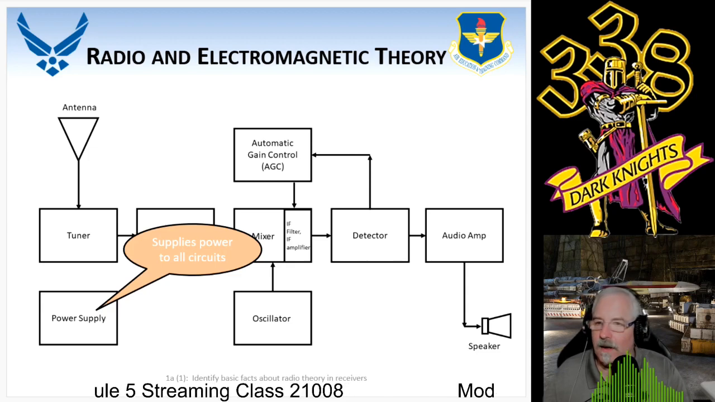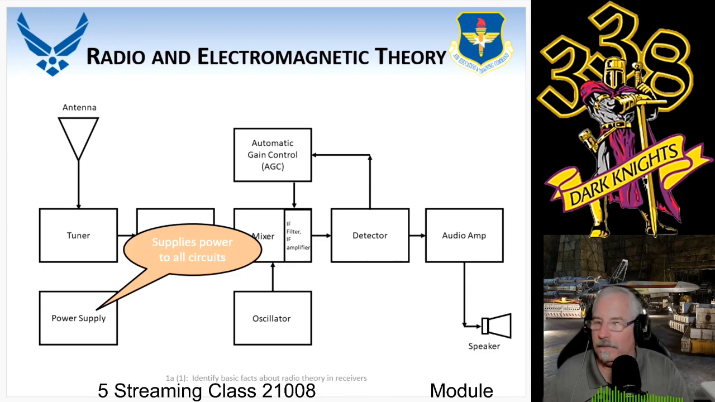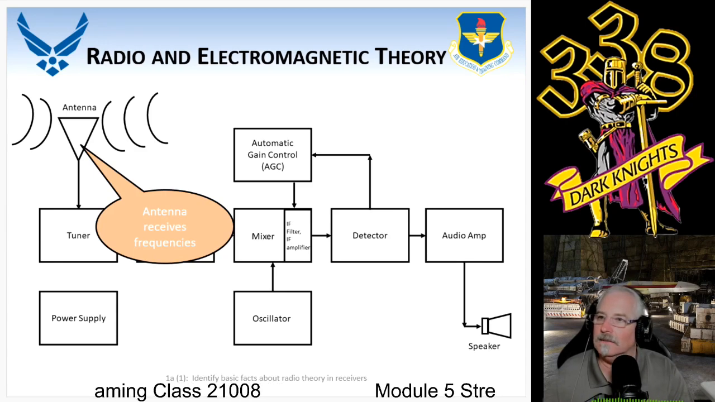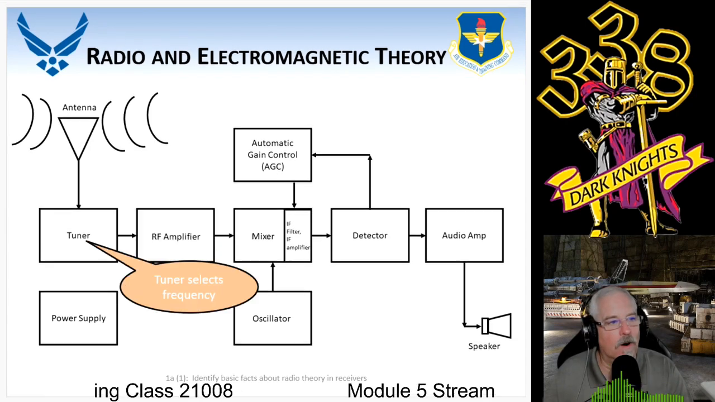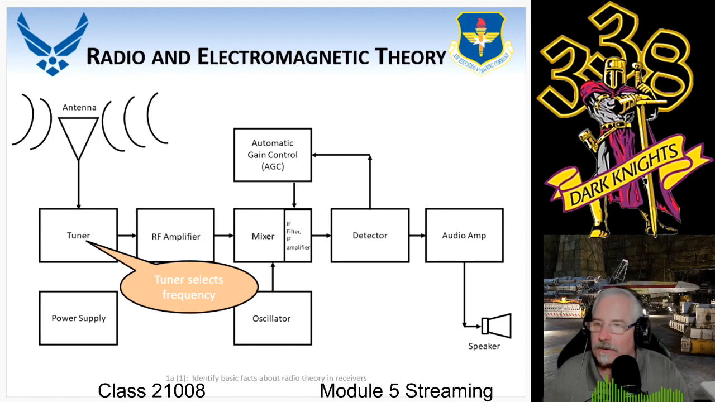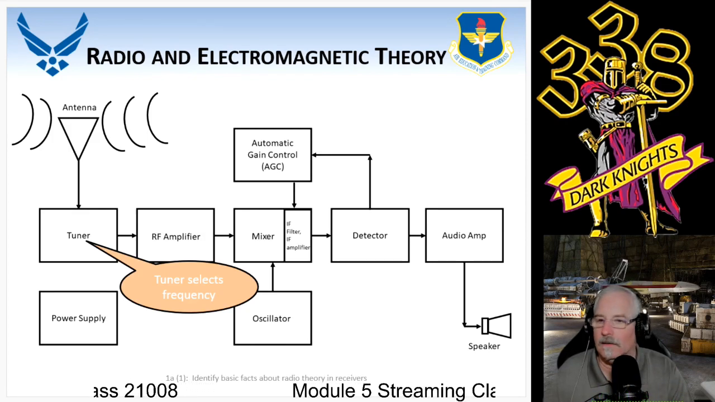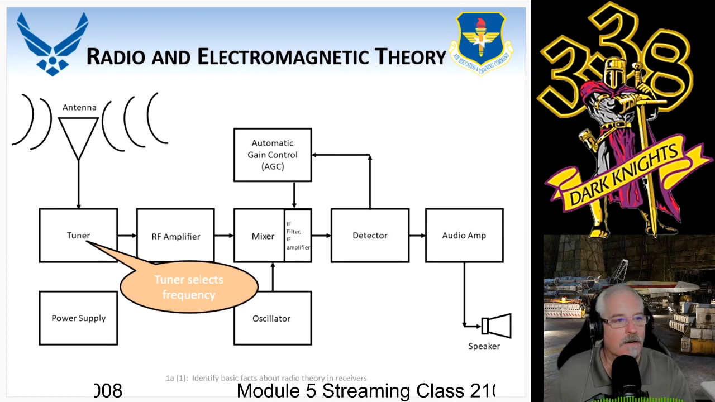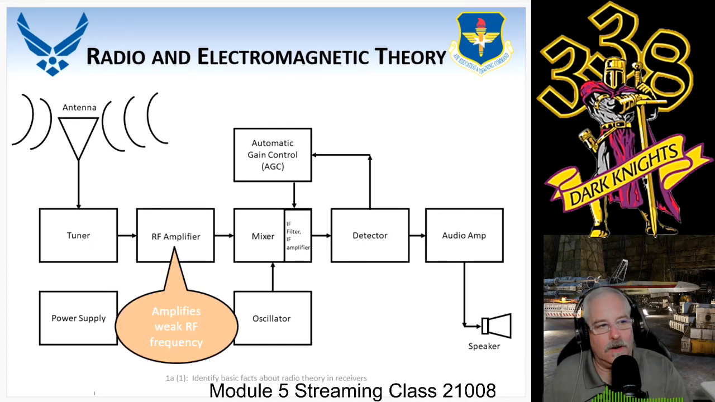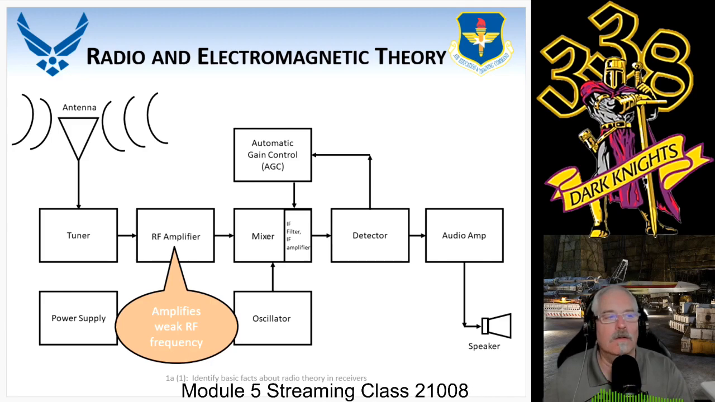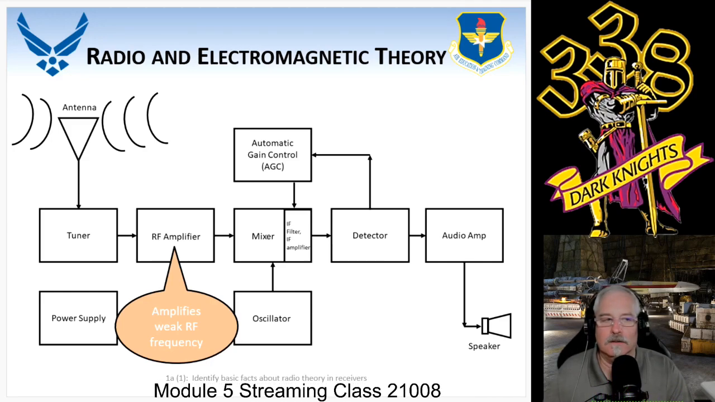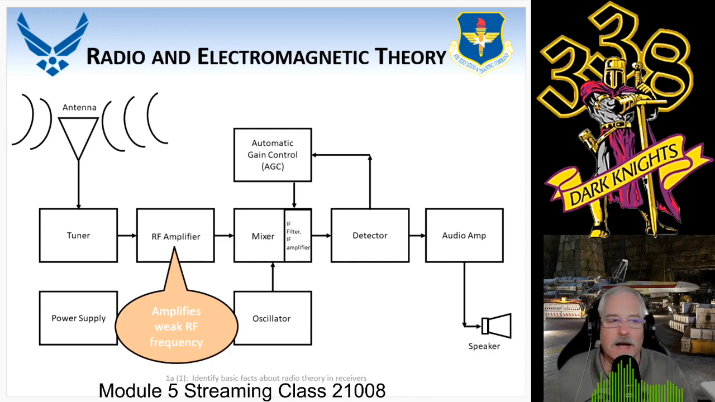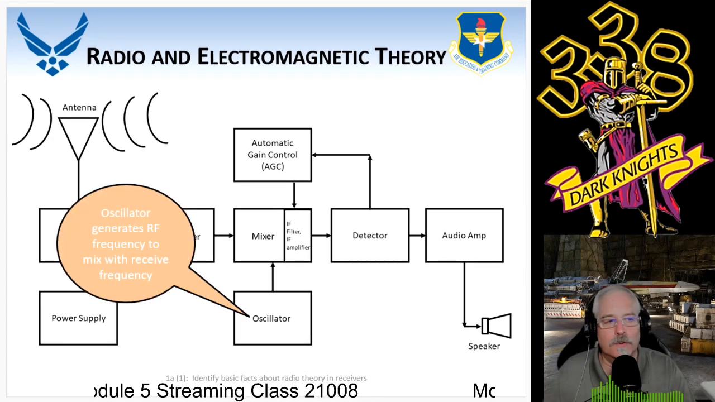Let's look at the signal flow. First of all, power it on. The power supply is going to give power to all the circuits. Here comes the receive signal. It's going to receive it on that wire and go to the tuner. The tuner's going to select that frequency, just like your radio station in the car. We're going to go to the RF amplifier, and we are going to amplify that frequency that we just selected. We go to the oscillator.